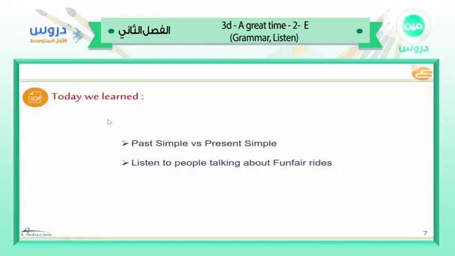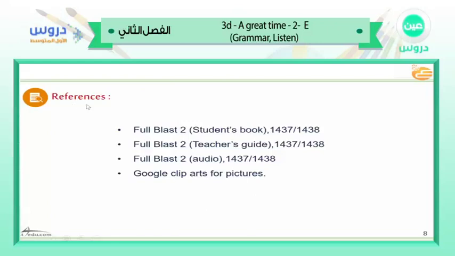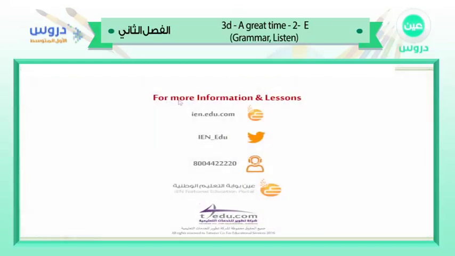Okay, this is the end of our lesson. So, today we learned number 1, past simple versus present simple. Number 2, listen to people talking about funfair rides. So, these are the references that we used: Full Plus 2 Student Book, Teacher's Guide, Audio, Google Clip Art for pictures.